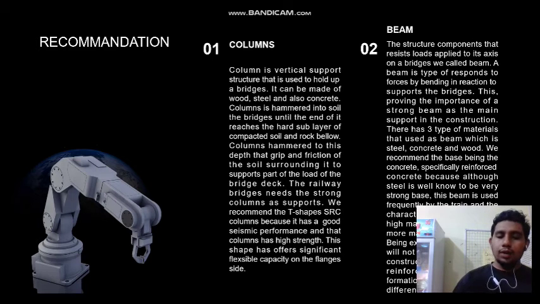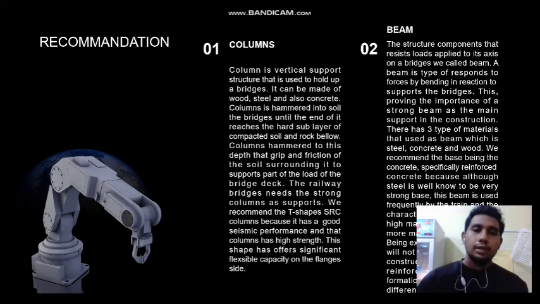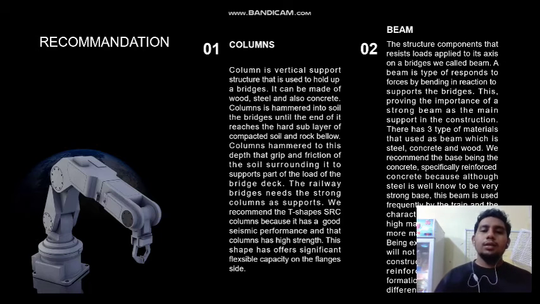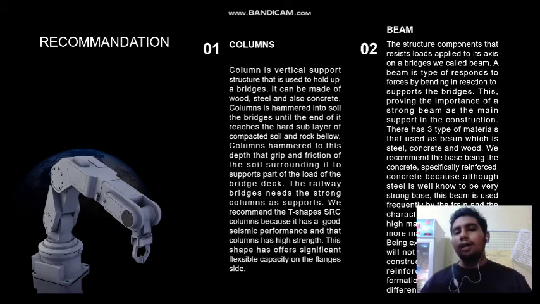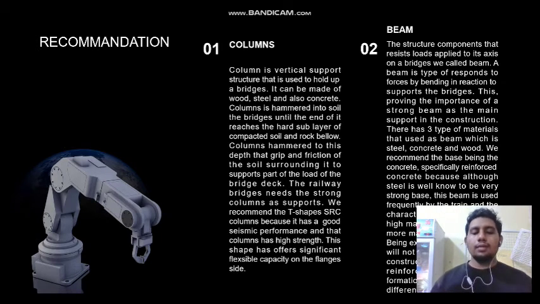The runway bridge needs strong columns as support. We recommend T-shaped SRC columns because they have good seismic performance and high strength. This shape offers significant flexural capacity on the flange sides. That is for the columns.